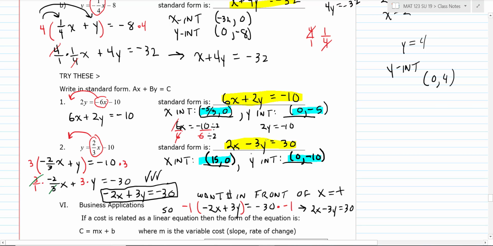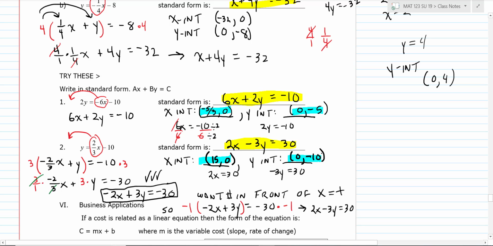X-intercept, block off y, solve the equation in your head, 2x equals 30, so x is 15. Y-intercept, block off the 2x, so solve the equation, negative 3y equals 30. Divide both sides by negative 3, you get negative 10.